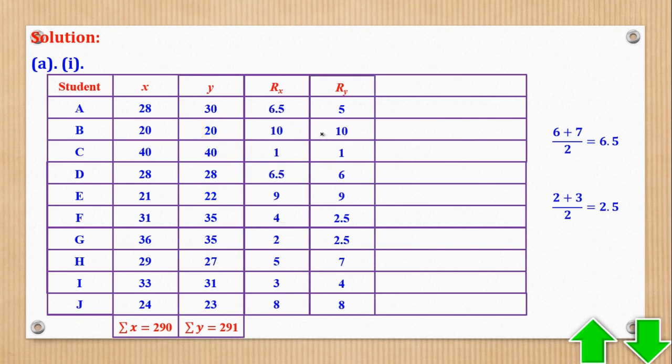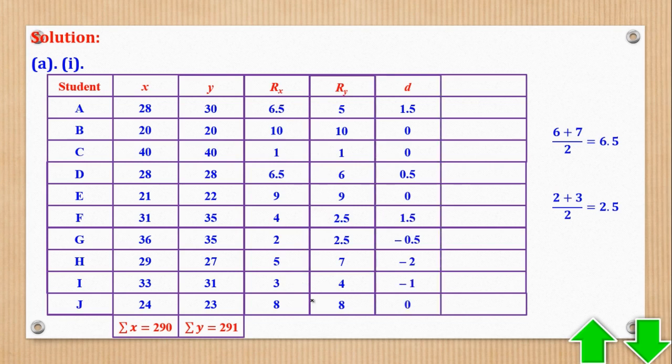So I finish ranking. Next is to get the difference. So this value minus this gives you that, this minus this, and so on for each pair of values.